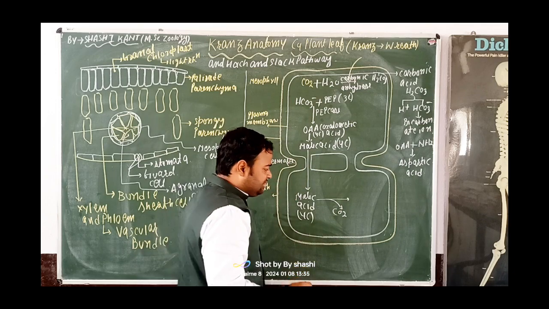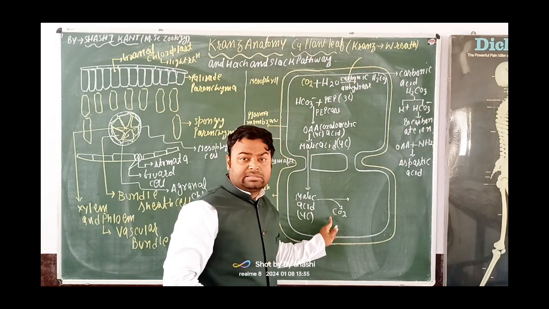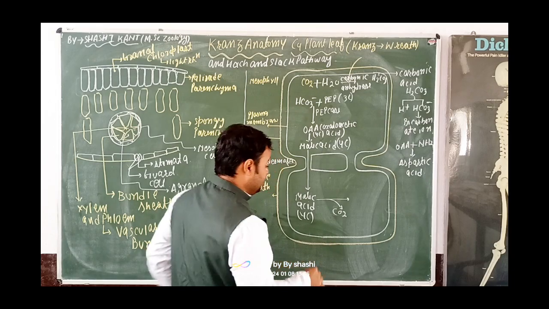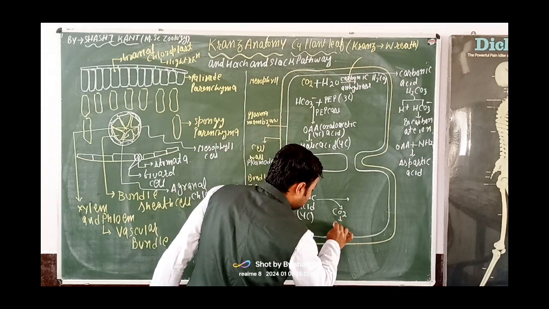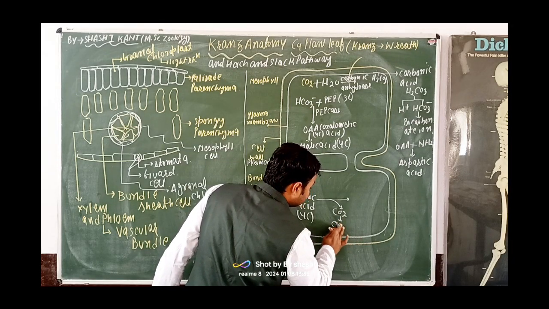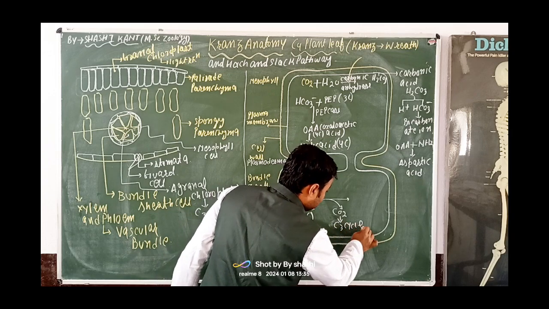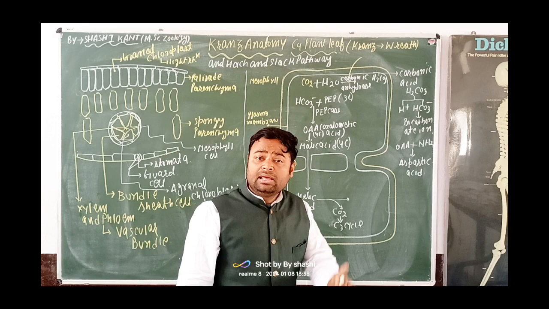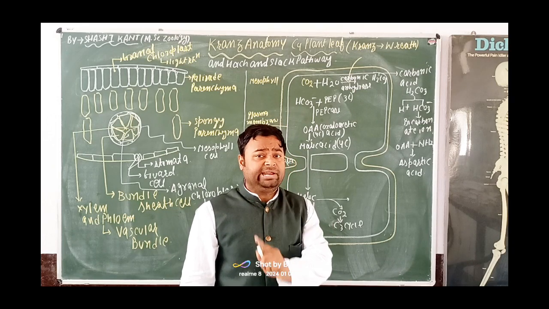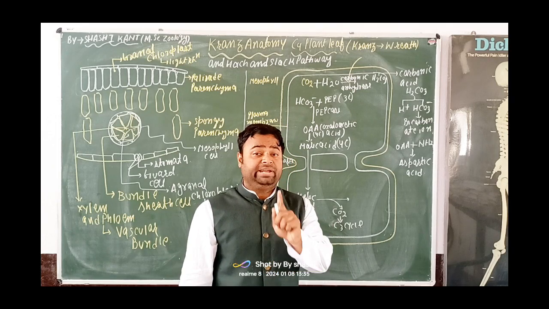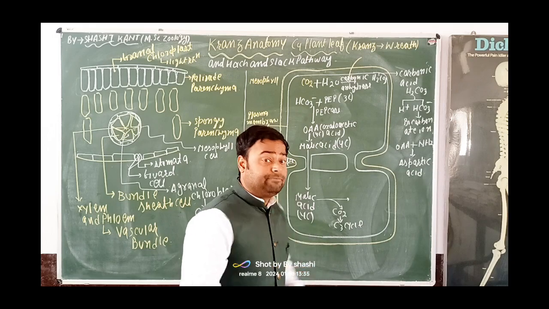So what happens with this carbon dioxide? This carbon dioxide goes for the Calvin cycle, or C3 cycle. What happens in the C3 cycle? By expenditure of 18 ATP, glucose is formed.